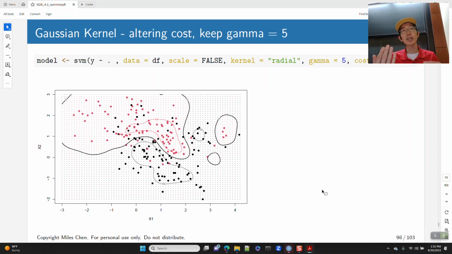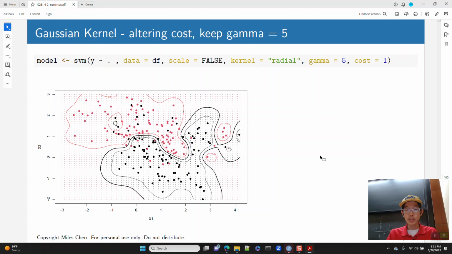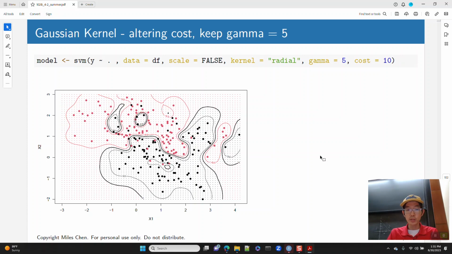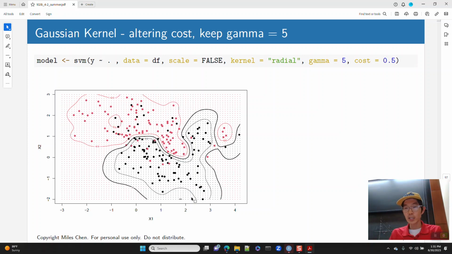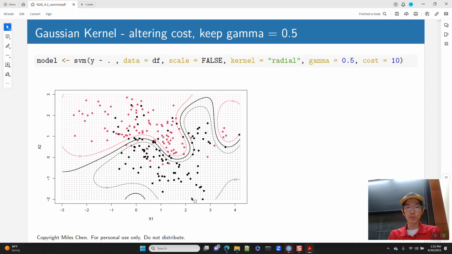Just a few more. Now I have a high gamma. High gamma already has a very flexible boundary, and here I've got cost equal to 0.1, and as I increase the cost, we can see, so here's gamma 5, cost equal to 10. This is kind of the borders and the regions it draws out. Okay, so look at this. Here's gamma 2, 10, and here is gamma 0.5, 10.